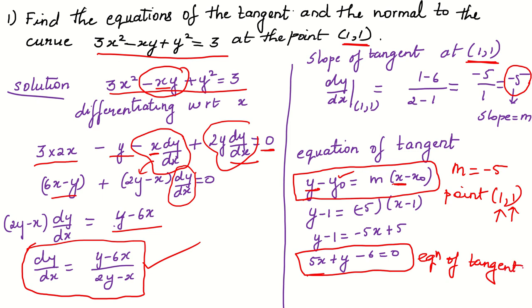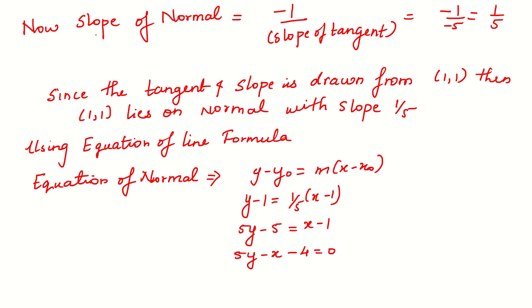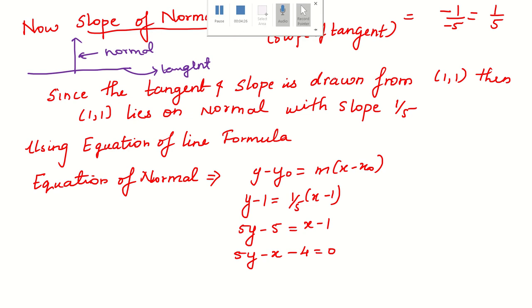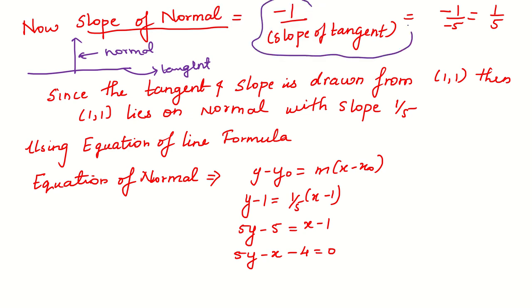Okay, now we have to find the equation of the normal. The slope of the normal is nothing but, what is the normal? Normal is a line perpendicular to the tangent. So this is my tangent and this is my normal. The normal slope is minus 1 upon the slope of the tangent, which I've already told you all. So minus 1 upon minus 5 is 1 upon 5. So this is my slope of the normal.